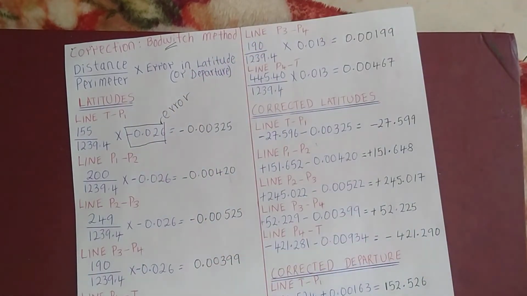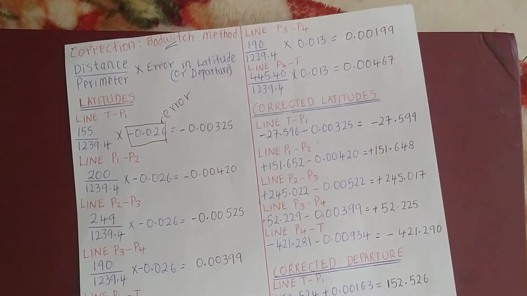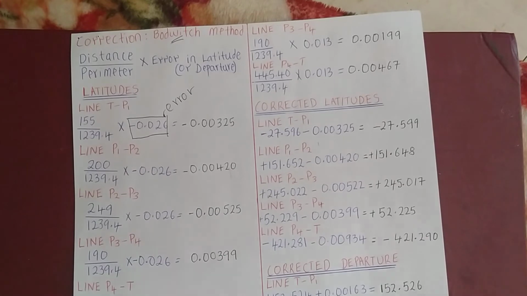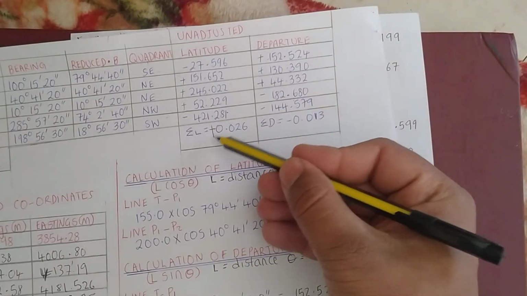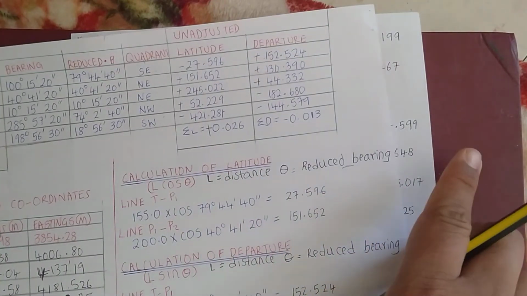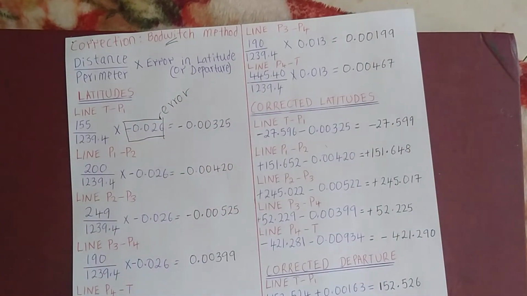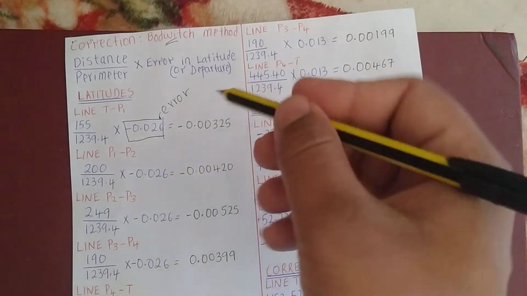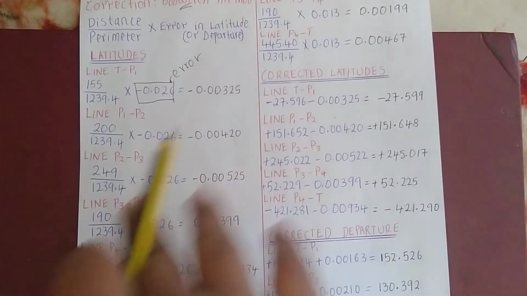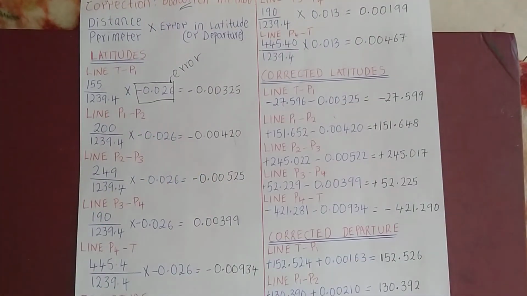You have noticed that the error here is positive for the latitudes. So in the correction, I'll use negative. And when the error is negative, in the correction you use positive for you to get a zero error.